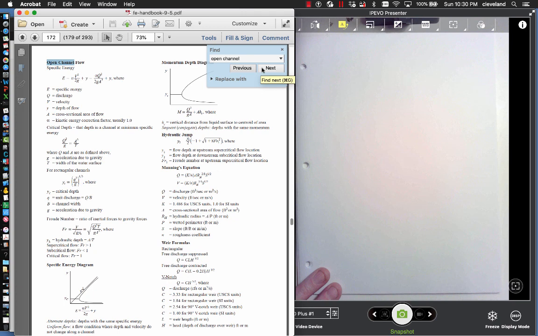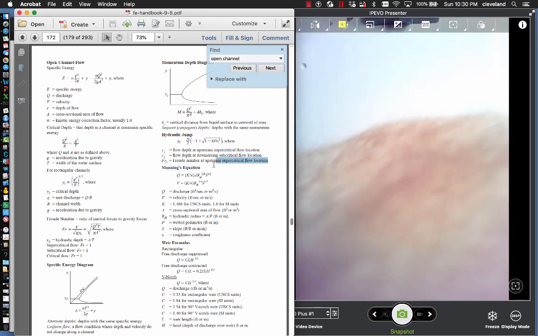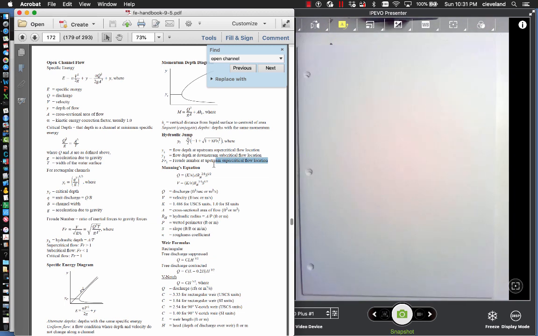Oh, right there. That's not terribly useful, but turns out on this page we have Manning's equation. Focus is there. We have Manning's equation, which says that the discharge is equal to some constant.